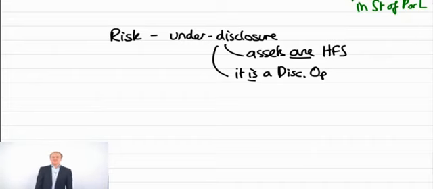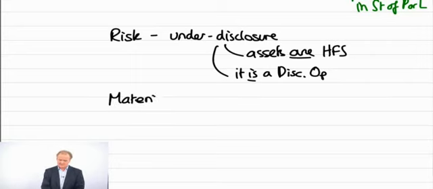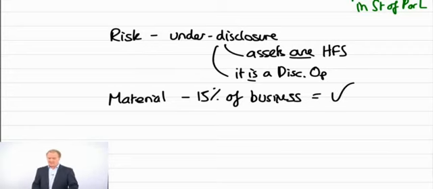So in my answer I'd have to explain there's a risk the assets are not separately disclosed. There is also a risk that the performance of the division is not separately disclosed. Is it material? Well, yes. It's 15% of the business. And then we need some audit tests.